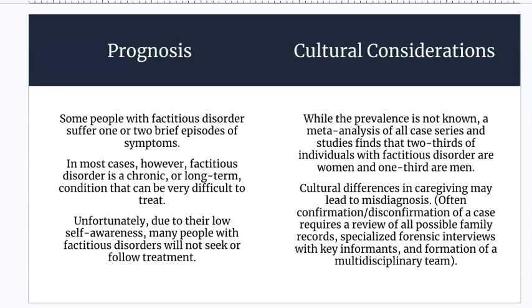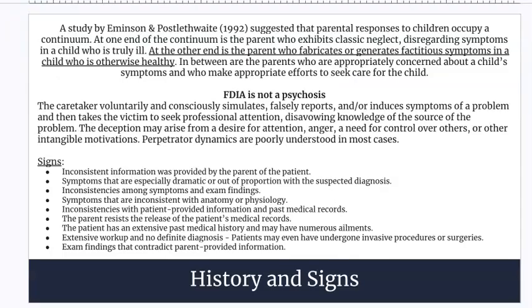So confirmation or disconfirmation of a case requires a review of all possible family records, specialized forensic interviews with key informants, and formation of a multidisciplinary team. You could just be seeing different practices and cultures in the sense of caregiving, but again, you have to go through all of the history to really get the evidence together to make this diagnosis. It's a tough diagnosis to gather.